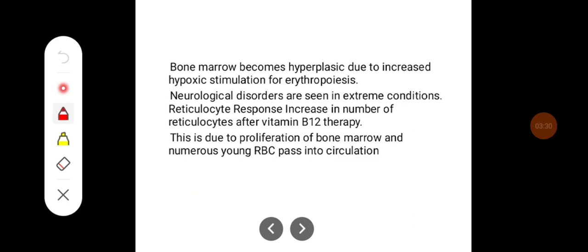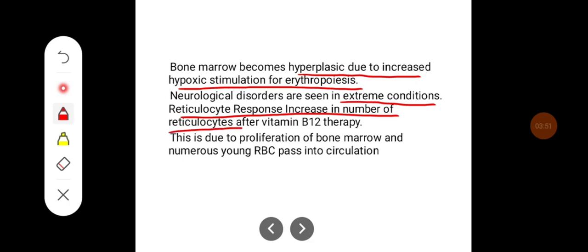The bone marrow becomes hyperplastic due to the increased hypoxic stimulation for erythropoiesis. Neurological disorders are seen in extreme conditions, in the form of subacute combined degeneration of the spinal cord. Reticulocyte response is an increase in the number of reticulocytes after vitamin B12 therapy. This is due to the proliferation of the bone marrow, and numerous young RBCs pass into the circulation.